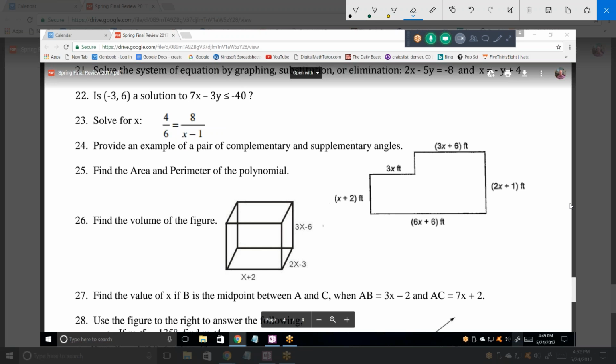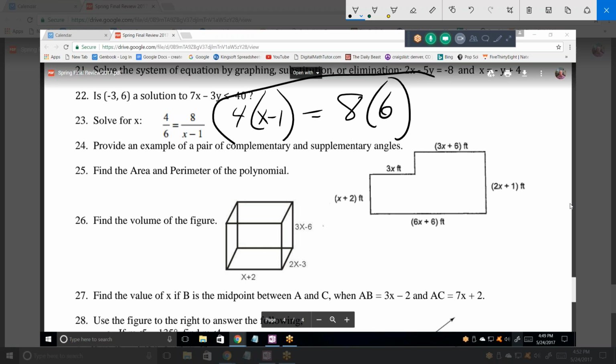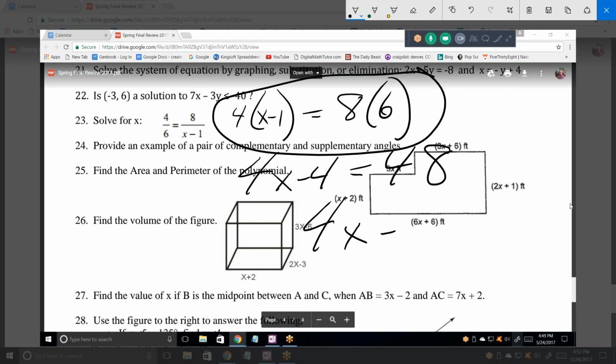Think cross multiply. In other words, 4 times x minus 1, I'm multiplying both sides by x minus 1 to get rid of it, equals 8 times 6. I'm multiplying both sides by 6 to get rid of it. Now we have a really simple thing. 4x minus 4 equals 48. 4x equals 52. x equals 13.